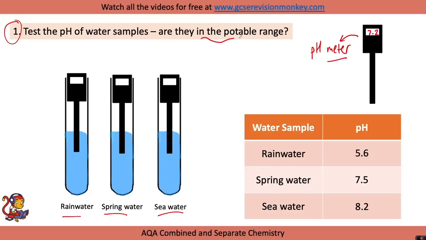Now, are they in the potable range is the question that we're looking at. Are these safe to drink? Well, the potable range is between pH 6.5 and 8.5. So you can see here that the spring water and the seawater in these examples are within that pH range, so they could be potable, but the rainwater is too acidic. It falls below that pH range, so it is not considered to be safe to drink.